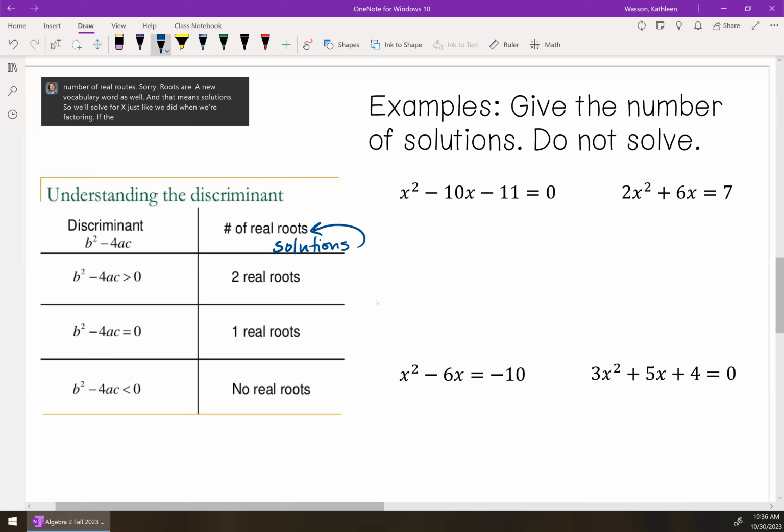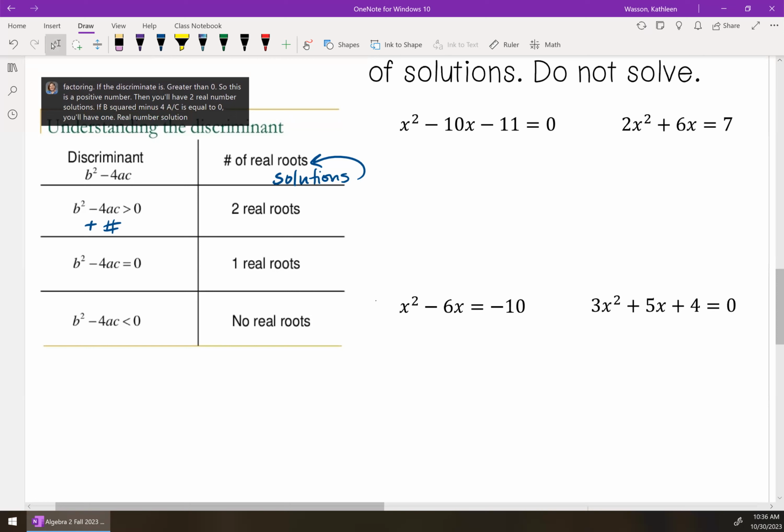If the discriminant is greater than 0, so this is a positive number, then you'll have 2 real number solutions. If b squared minus 4ac is equal to 0, you'll have 1 real number solution. And if b squared minus 4ac is less than 0, then you won't have any real solutions because your solution is not a real number.